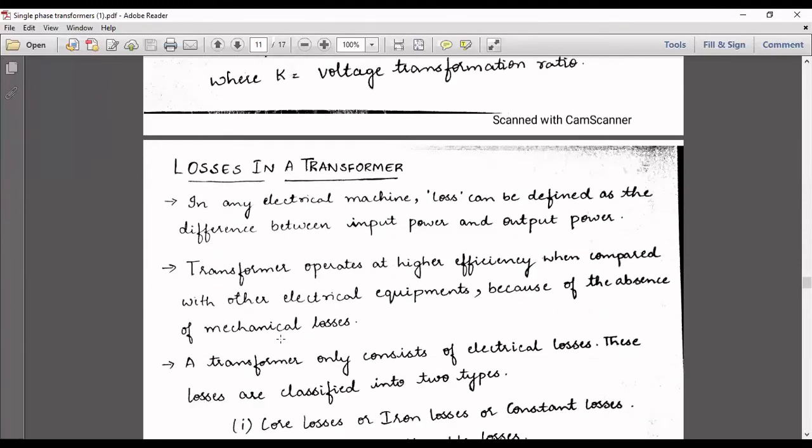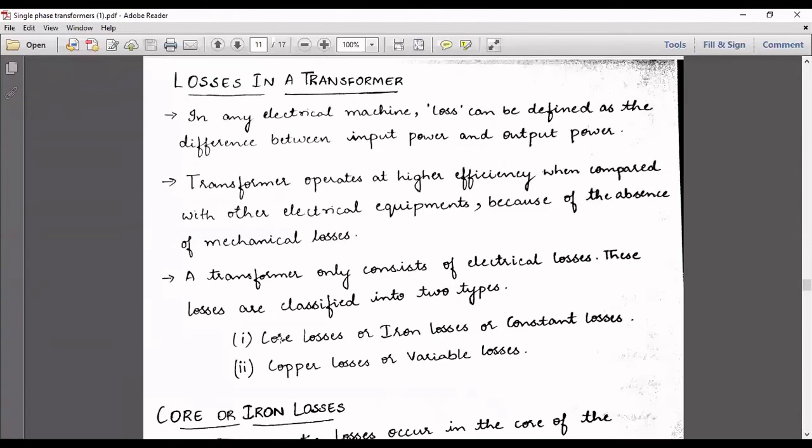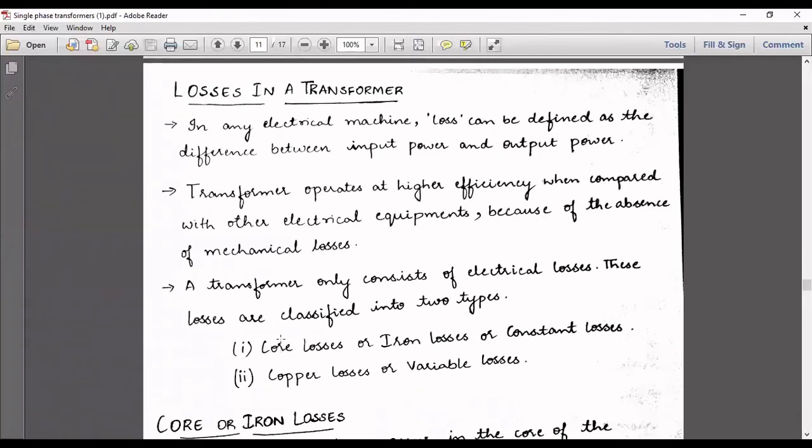So after we study the EMF equation, coming to losses in a transformer. So what do these losses mean? In any electrical machine, we define loss as the difference between input power and the output power. So whatever the supply power is and whatever output power we obtain, the difference taken between those two is known as the loss in any electrical machine.